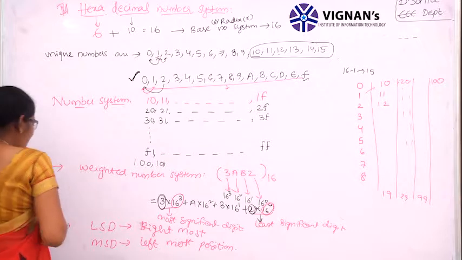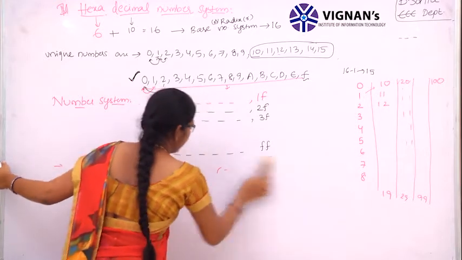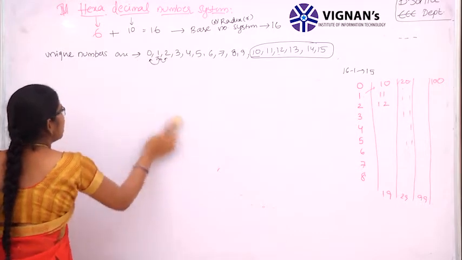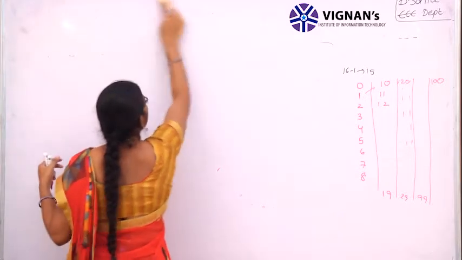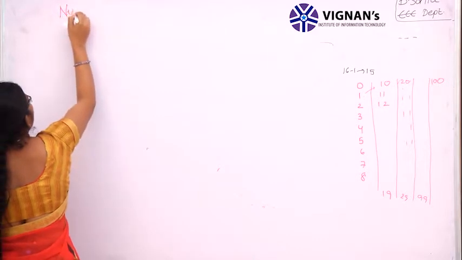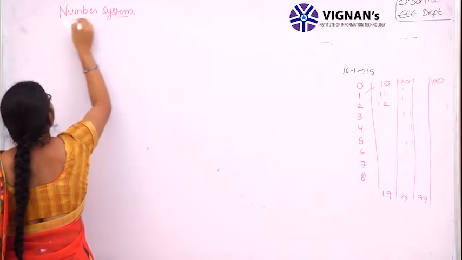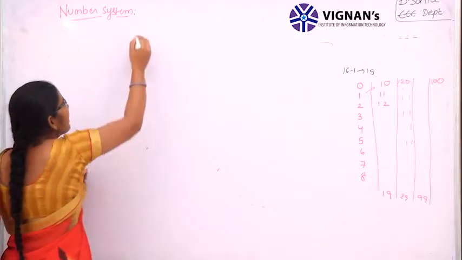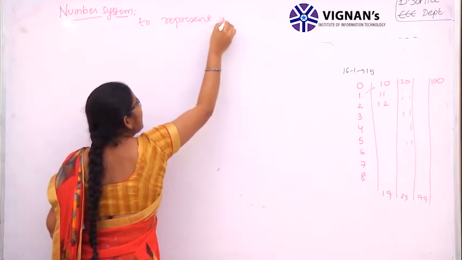Next, from all this we will conclude what is actually a number system and where we are using these number systems. From this, the number system is used to represent any quantity.